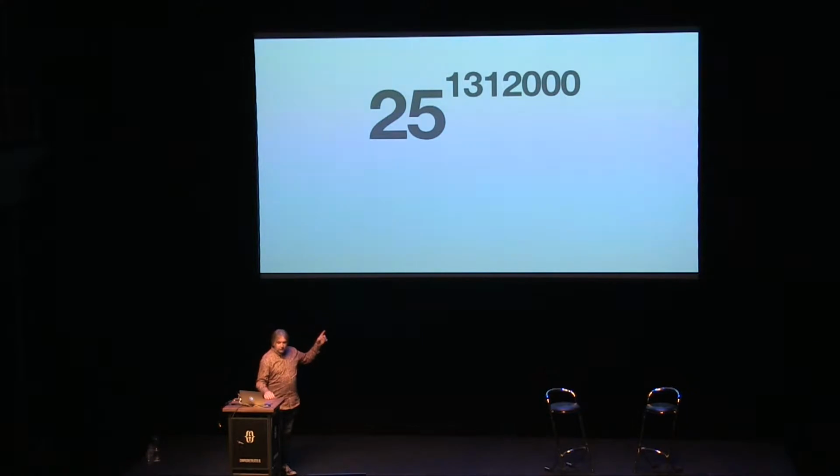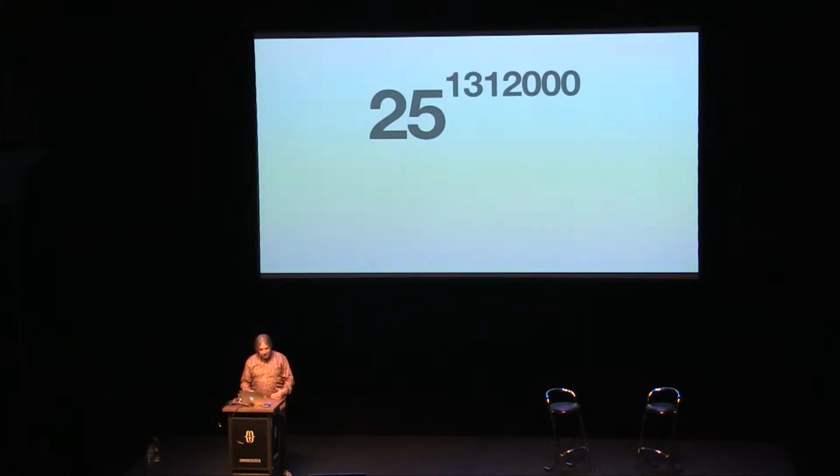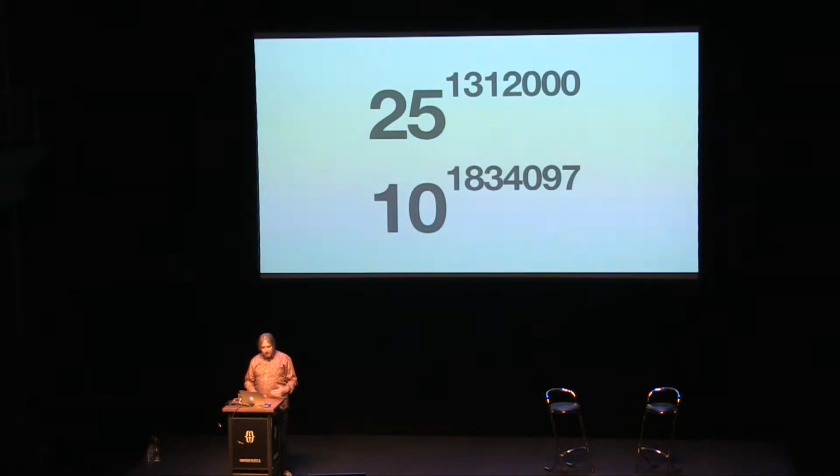It's the number of symbols, 25, raised to the power of the number of symbols in each book, 1,312,000. 25 to the power of 1,312,000, expressed in base 10, is 10 to the power of 1,834,097. Remember, that's just the number of books, a figure that's over 1,834,097 digits long. That number wouldn't fit inside one book in the library, which, if you remember, holds 1,312,000.